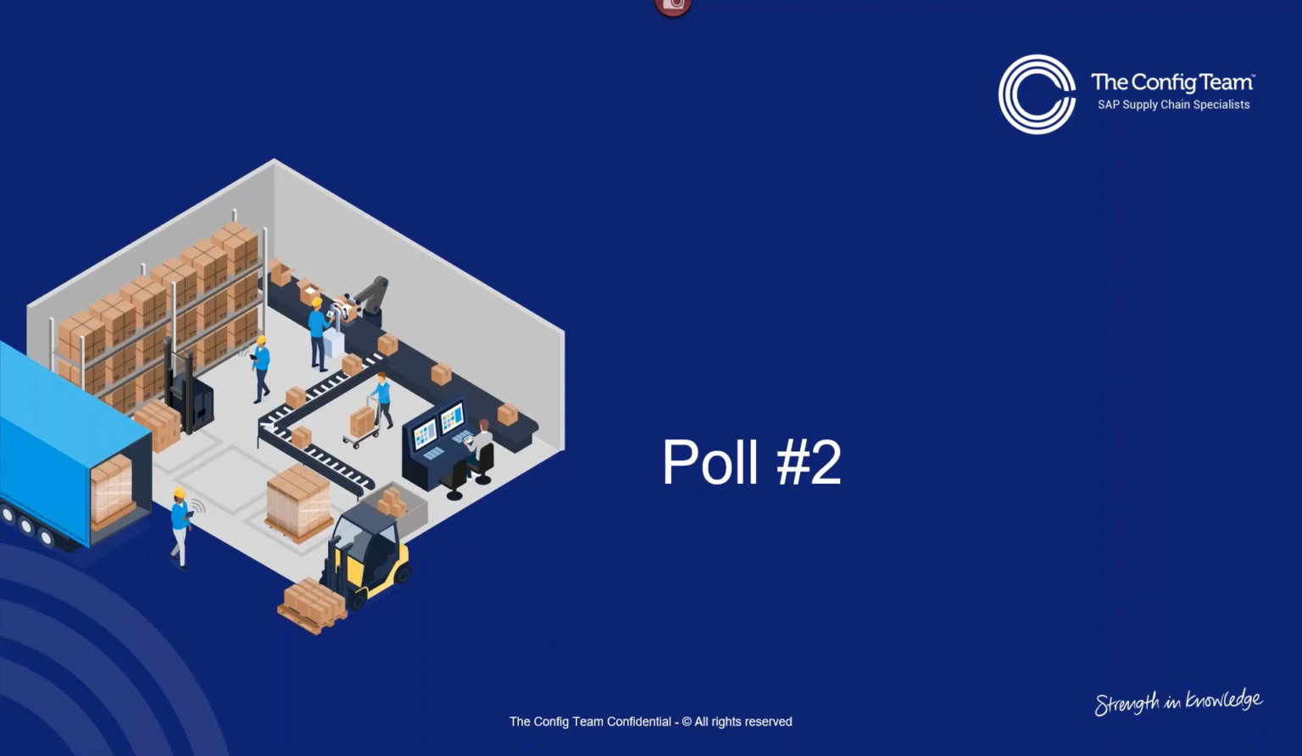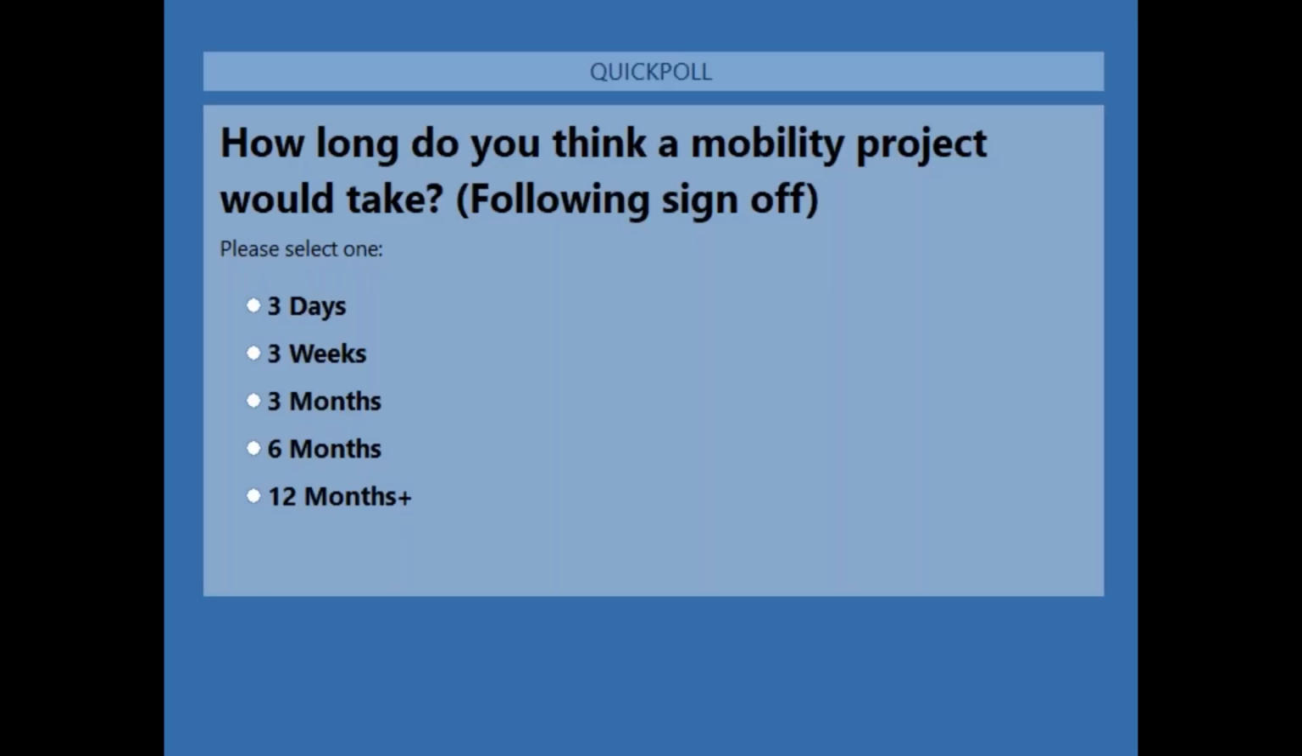Okay, so we're going to go on to poll 2. Within this poll, we're going to look at how long you think a mobility project would take, obviously once it's signed off. So would we say 3 days? Would we say 3 weeks, 3 months, 6 months, or over 12 months? I'll just give it a moment or two for people to input their answers. Just seeing those votes come in now. Apologies, you can't see it on your screen.